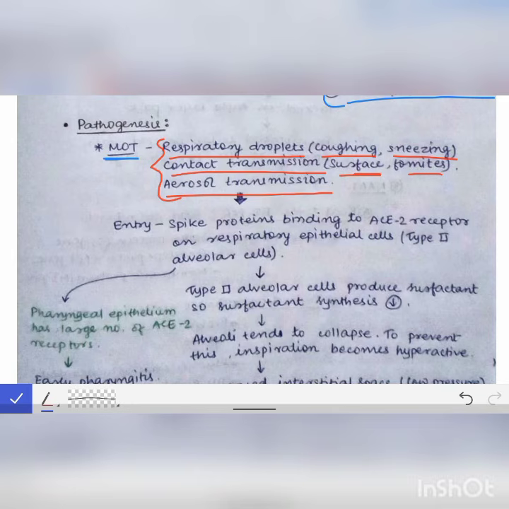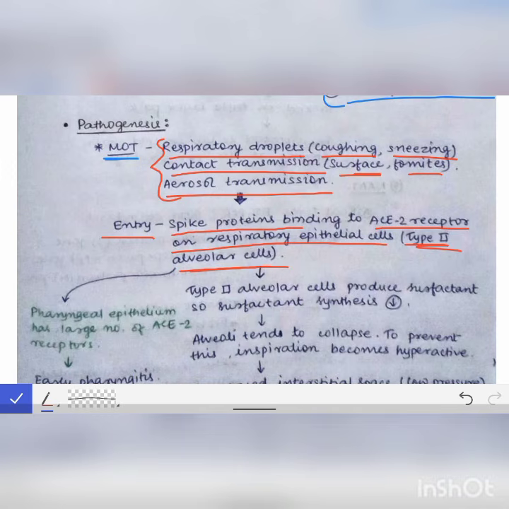Once they get in through the nose or mouth, they get entry inside the host cells. So how do they enter? Since they have spike proteins on their envelope, those spike proteins bind with the ACE2 receptors on the respiratory epithelial cells, most commonly the type 2 alveolar cells. Why? Because type 2 alveolar cells most commonly contain the ACE2 receptors. That's why the spike proteins mostly bind to the type 2 alveolar cells via their ACE2 receptors.